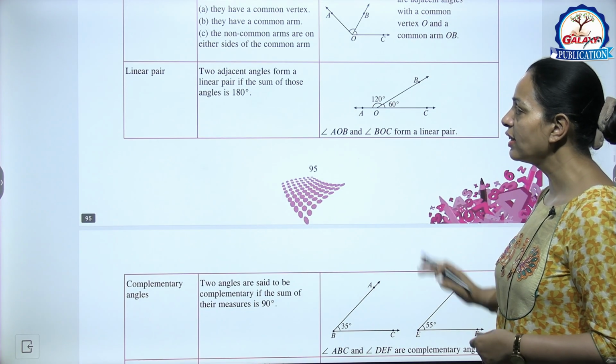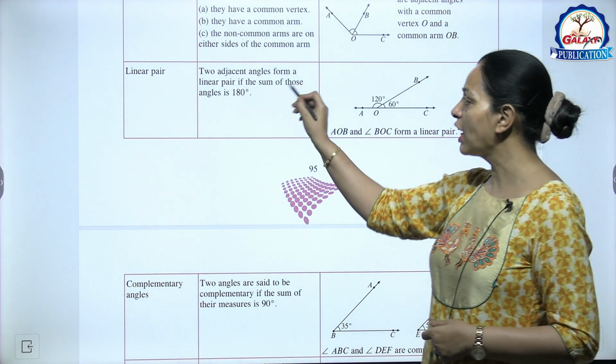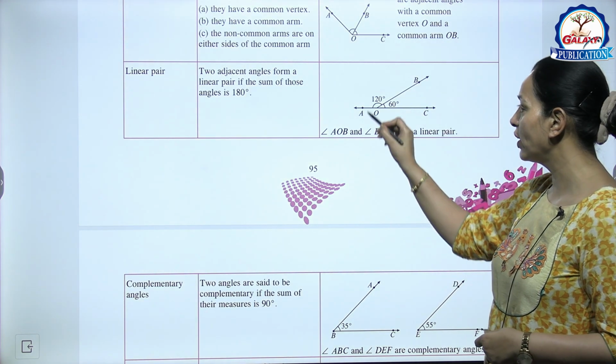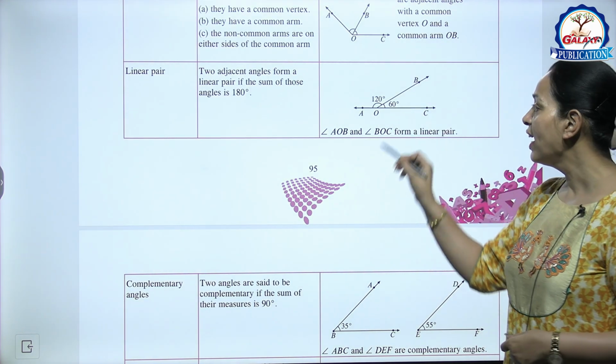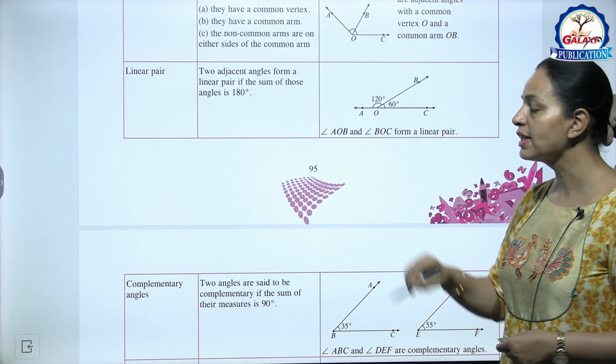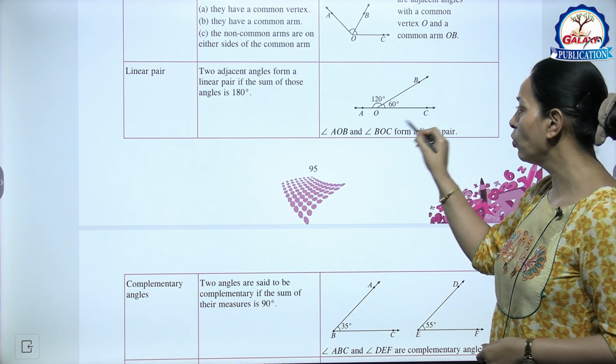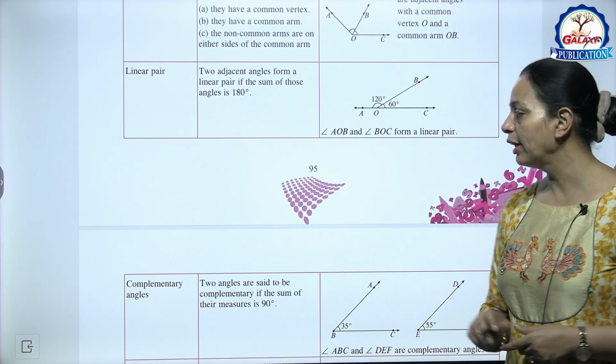Now the next is linear pair. 2 adjacent angles form a linear pair if the sum of those angles is 180 degree. Like here you can see 120 degree and 60 degree. Their sum is 180 degree. Like angle AOB and angle BOC, they form a linear pair.